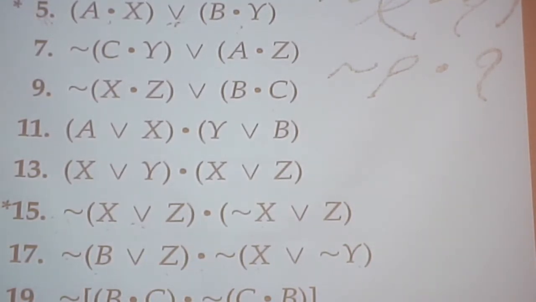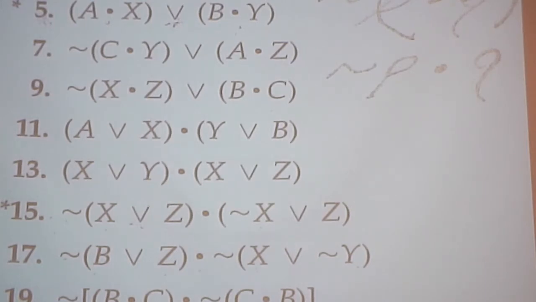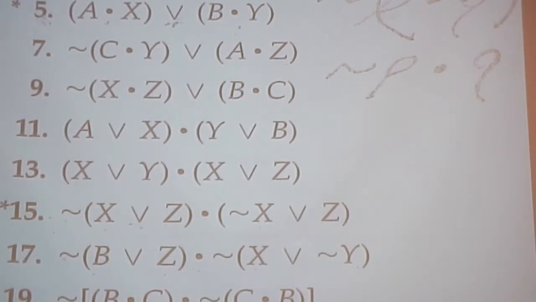Okay, now if you look at number 7, there's one difference. There's a curl negating that first conjunction. This is still a disjunction. That wedge is still the main connective. The left-hand disjunct happens to be a negation, and it's negating a conjunction. The right-hand disjunct is simply a conjunction.